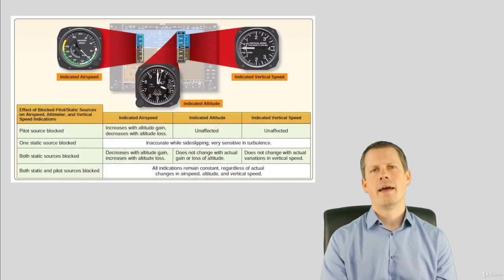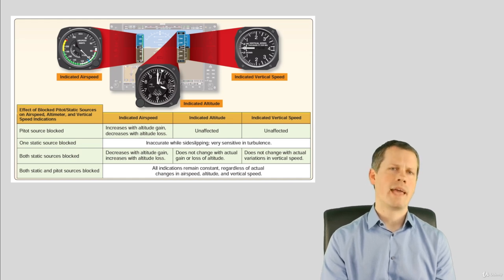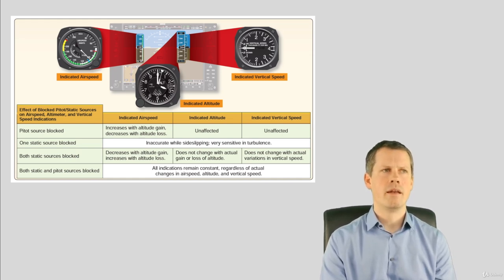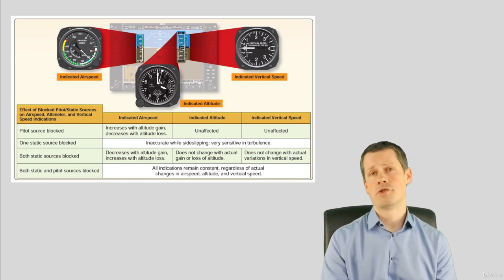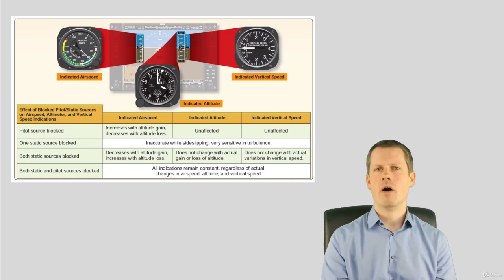Right. Now the worst case, if both static and the pitot sources are all blocked, then again altitude and vertical speed indications will remain constant, and also airspeed indication will remain constant. Okay, so this was a brief overview of pitot system malfunctions.